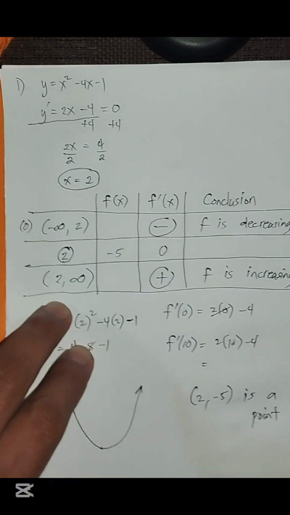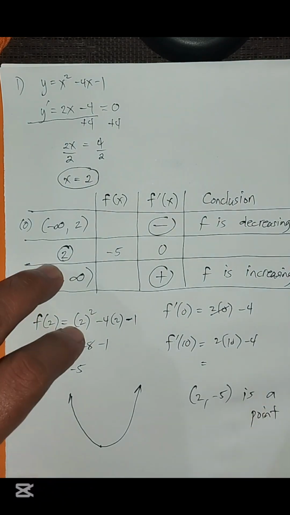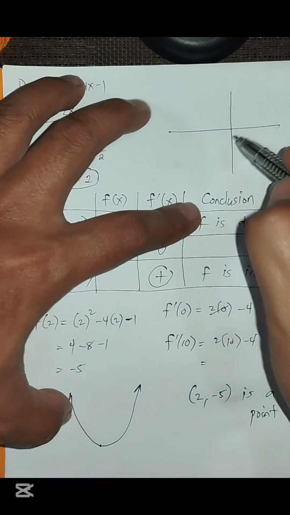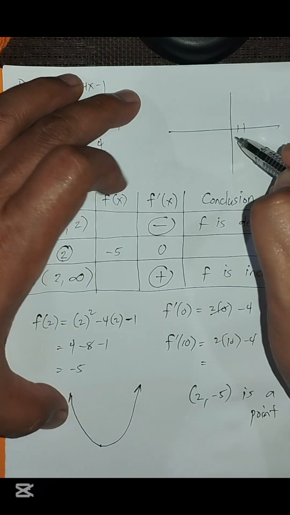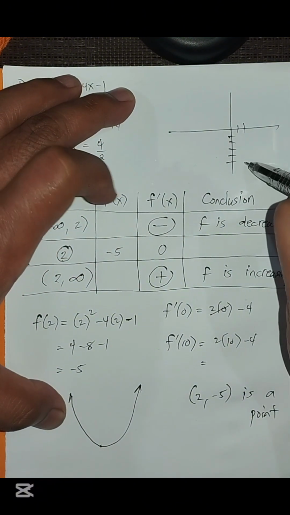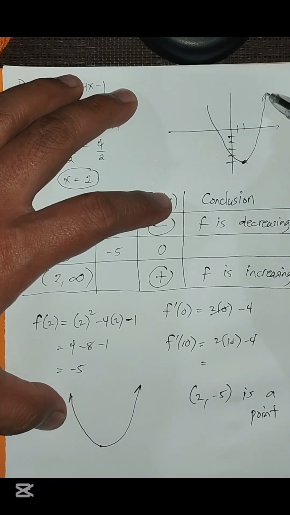So if we draw the graph of that, we have a minimum point of 2, negative 5. If we want to draw the graph in a Cartesian plane, we have 2 and then negative 5. Negative 1, negative 2, 3, 4, 5. So this is the graph of our function. Okay.